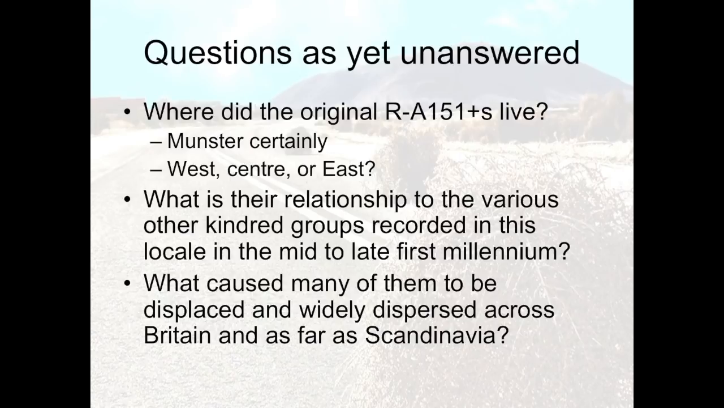Okay, so these are questions as yet unanswered. Where did the original A151s live? Well, certainly I think they lived in Munster, like their forebears, their A541 forebears. Did they live in the west, centre or east of Munster? And what was their relationship to various other kindred groups, their cousins, if you will, recorded in that locale in the mid to late first millennium? How did they get on with these Sullivans and O'Donoghues and McCarthys? And what caused them then to be dispersed and displaced across Britain and as far as Scandinavia?